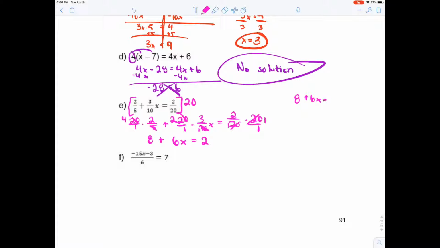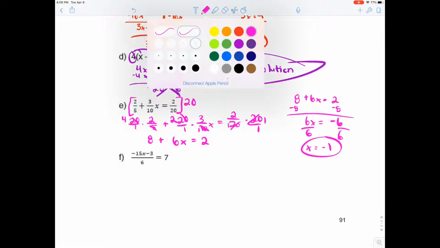8 plus 6x is equal to 2. So I'm going to subtract 8 from both sides, getting that 6x by itself. Now I have 6x is equal to -6. Divide both sides by 6. x is equal to -1. All right, last one here.